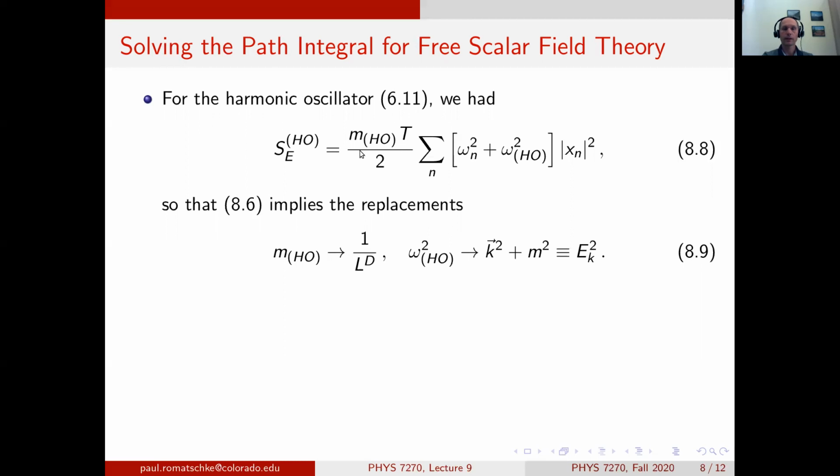In particular, instead of having m, we now have 1 over the box size L to the power d, so that's just the spatial volume. And instead of having the oscillator potential squared, we now have the sum of m squared plus k squared, where k is the wave vector squared in the different directions. It is customary to use a shorthand notation of the sum of k squared plus m squared as E_k squared, because this is essentially something like a kinetic energy term.